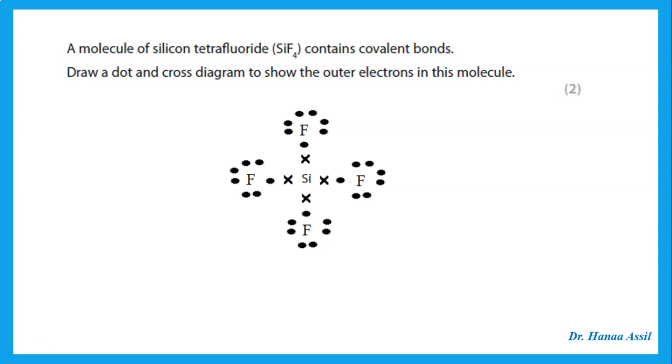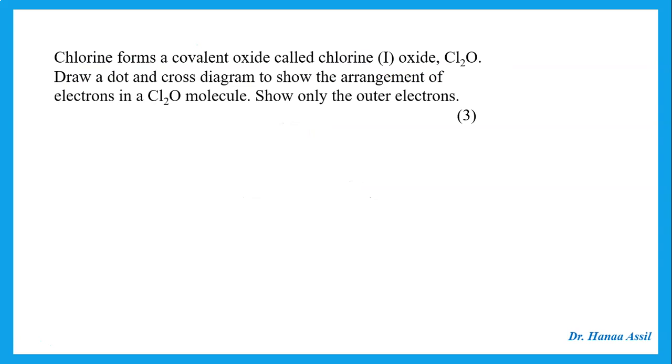So after you have written the X and dot between each silicon and fluorine, you still have 6 electrons around each of the fluorines. Do not forget them. What about this one? Chlorine forms a covalent oxide called chlorine oxide, Cl2O. How do you think we should draw the dot and cross diagram for Cl2O?